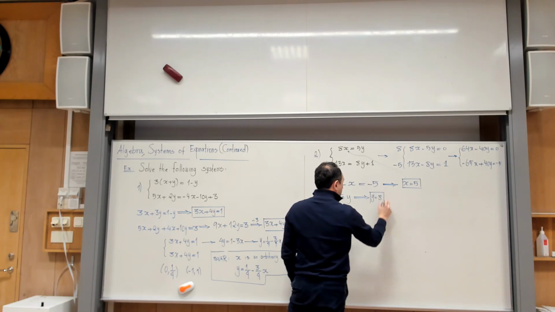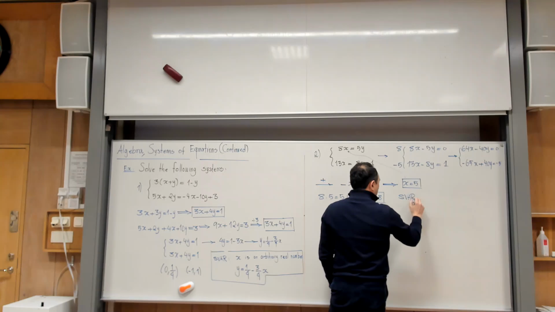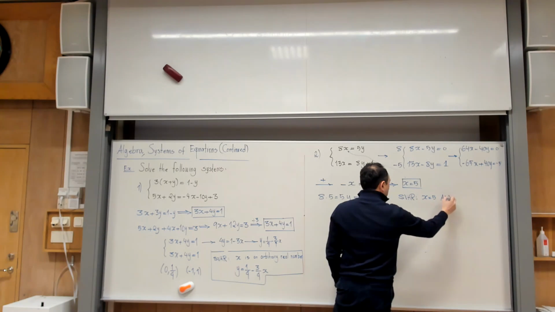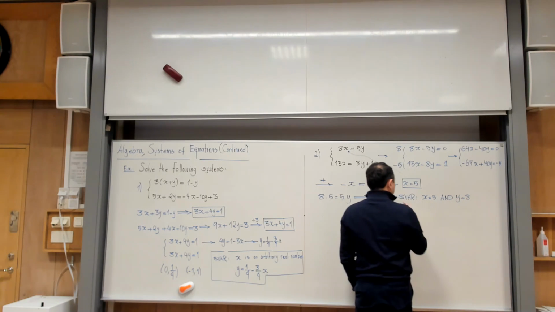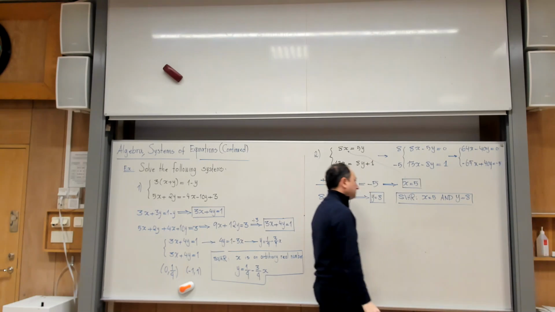So this system has one unique solution, and that is x equals 5 and y equals 8. Yes?